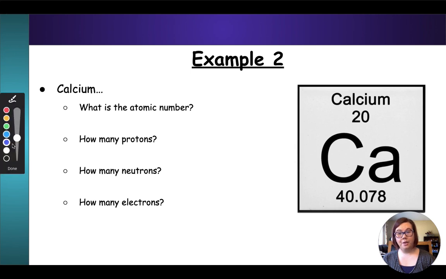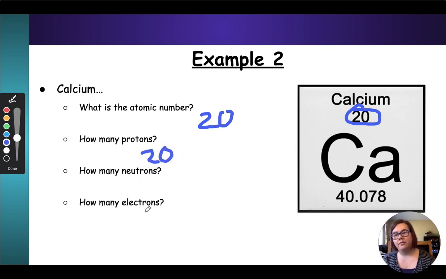All right, hopefully you had a chance to pause the video there and figure out how many you think there are. So we'll go through it together, but I'm going to go a little faster. So our atomic number at the top also tells us protons and electrons. So we have 20 for our atomic number, for our number of protons, and for our number of electrons.